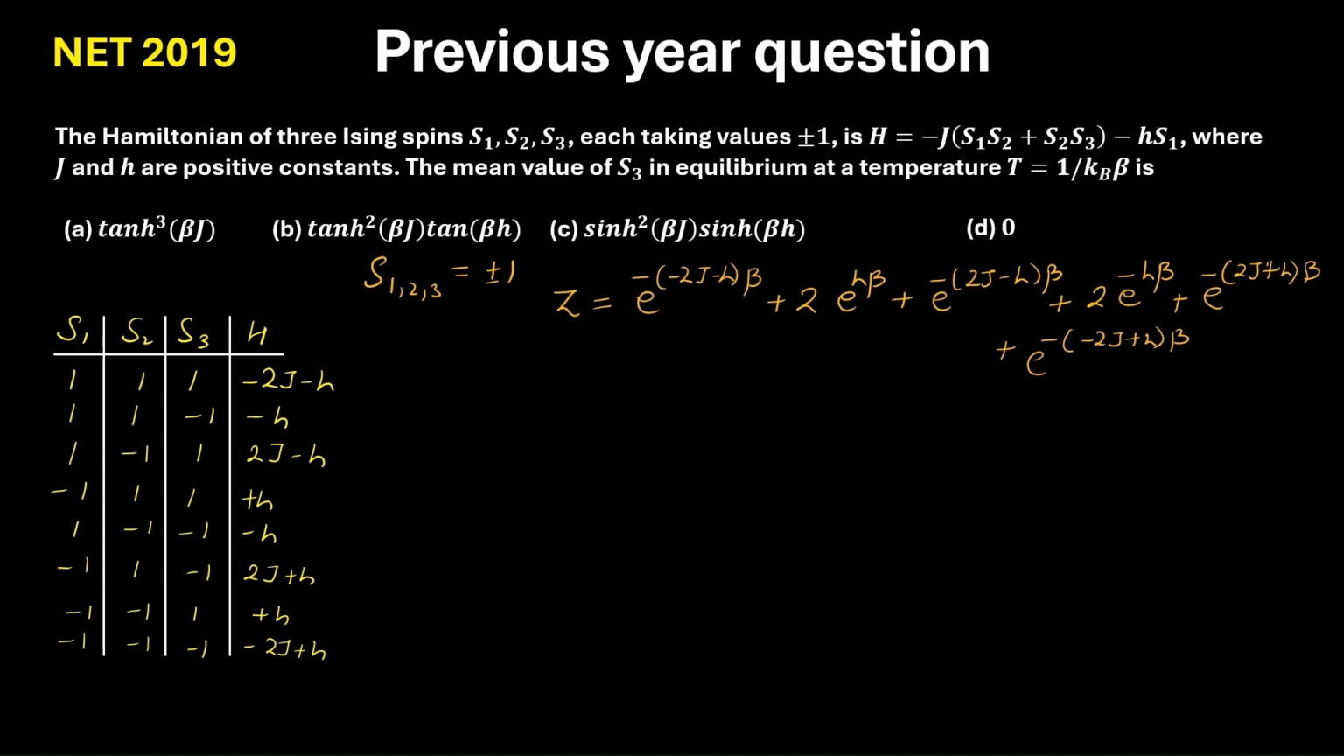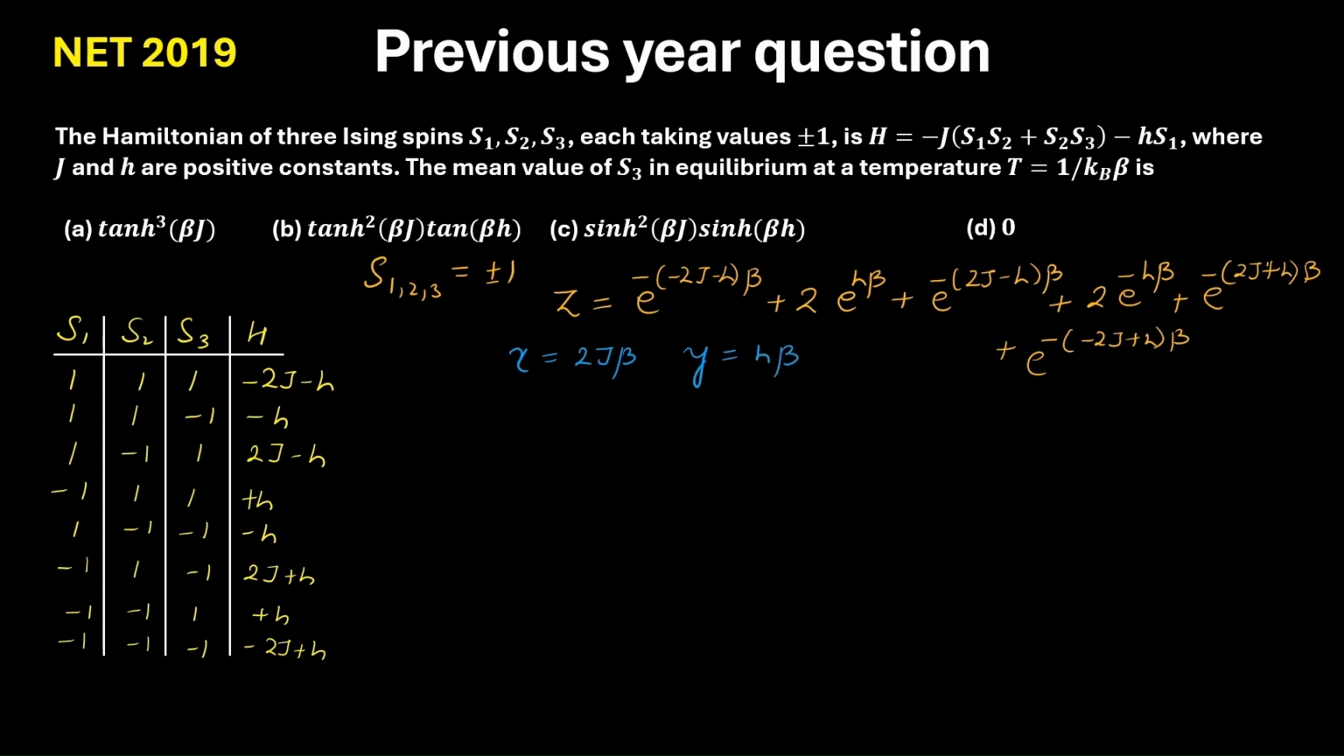Now the solution of this question is a bit lengthy, but it will be better if you can see in this exponential, if I expand this, I will have one term of 2J beta and another term e to the power h beta. Similarly, if I expand this, I'll have e to the power minus 2J beta times e to the power h beta. So all these terms, the arguments of the exponents, we can simplify by taking x is equal to 2J beta and y is equal to h beta.